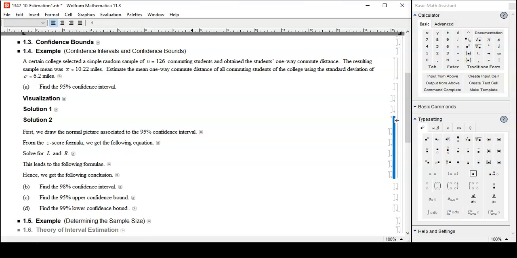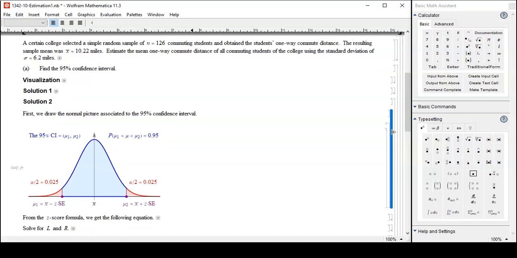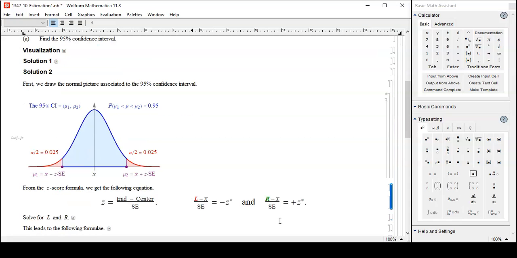So let me give you an alternative method. The alternative method goes a little bit deeper at first because I'm going to do this symbolically, but it'll give you a formula in the end. So here it is, the normal picture, centered at x bar, which is 10.22, and minus margin of error, plus margin of error. Then you see z-score is end minus center over SE, and there are two endpoints, left-hand side and right-hand side. So left-hand side, right-hand side, we have these two equations. Center is x bar. SE is, in this case, sigma over square root of n, but any SE.